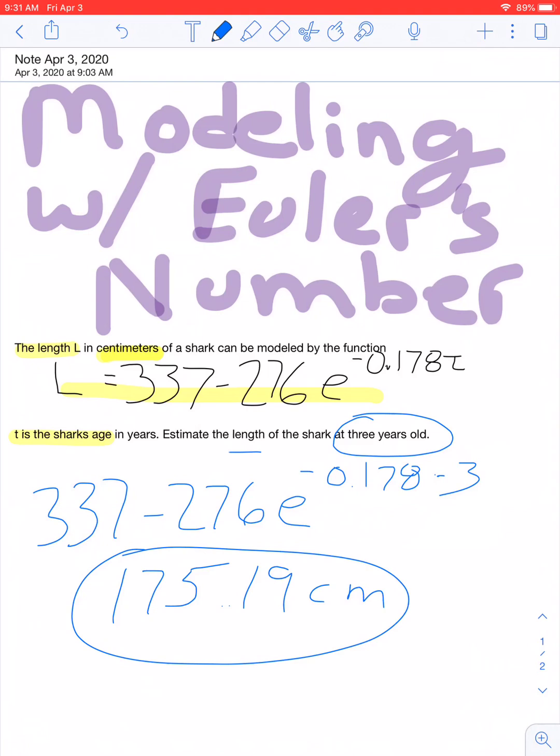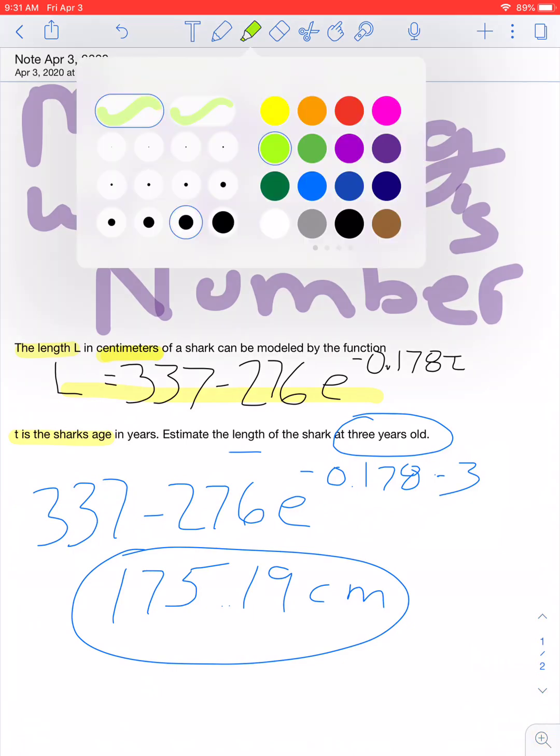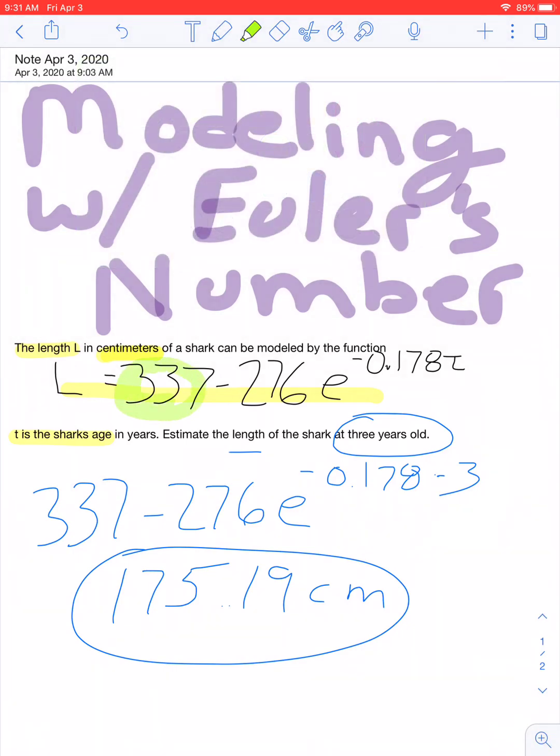But let's dive a little bit more deeply into this question. One of the things I want us to focus on here is the asymptote. What does the asymptote of 337 represent in this case? Also keep in mind the asymptote is appearing before the exponential in this case, but it can be appearing after. Either way, it is the constant that's being added to the exponential, so that's what tells us it's the asymptote. If we think about what's actually taking place in this problem, the asymptote represents the line that the graph approaches. So this means the length of the tiger shark approaches 337 centimeters.